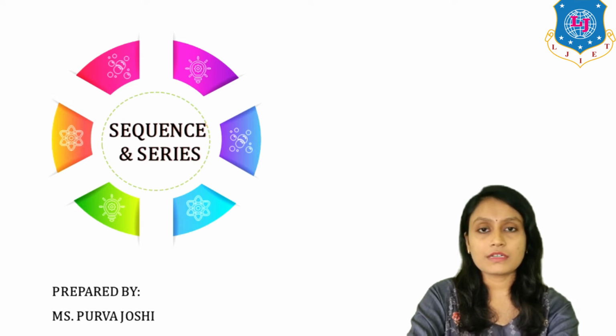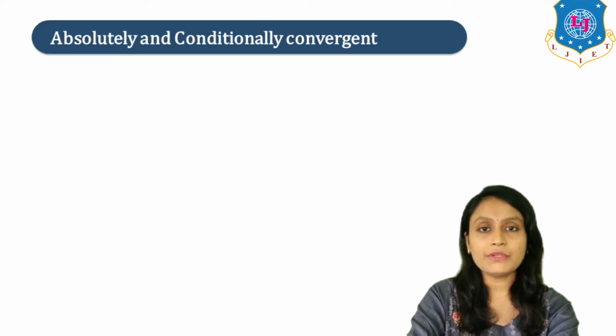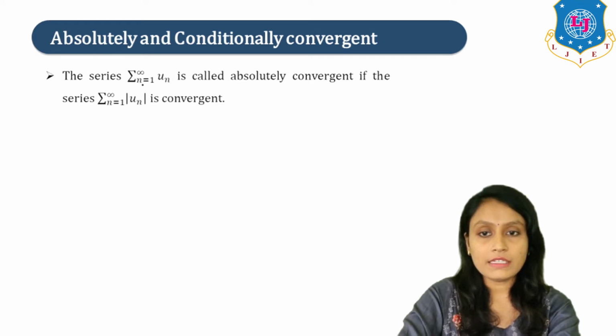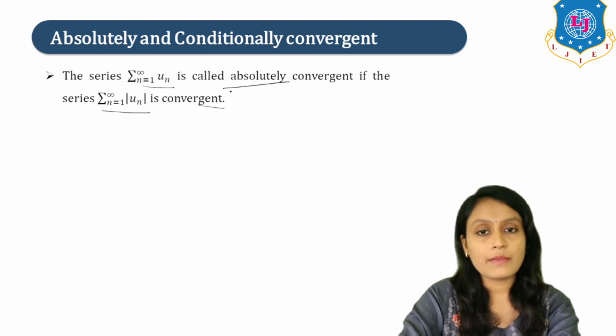Today we are going to discuss a few more topics of sequence and series. So let's begin with the first topic, that is absolute and conditional convergence. The series Σun is called absolutely convergent if the series Σ|un| is convergent. Whenever we have Σ|un| convergent, then we can say that this series Σun is absolutely convergent.